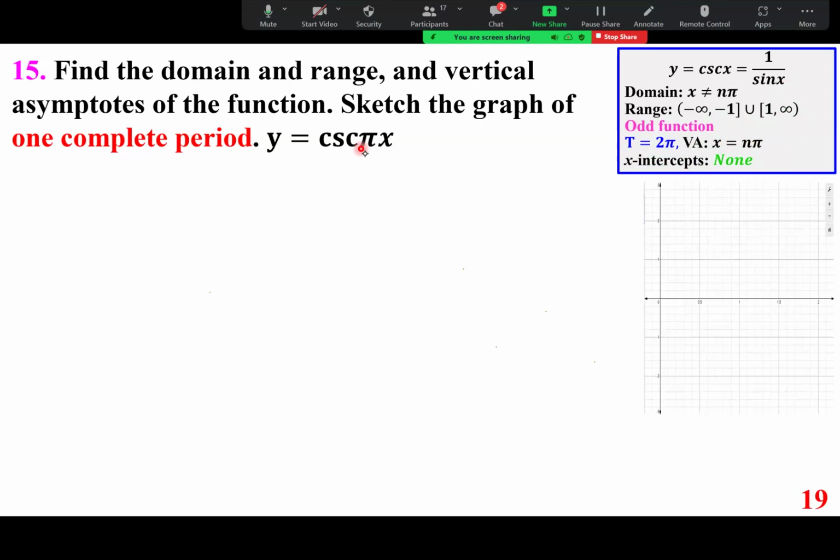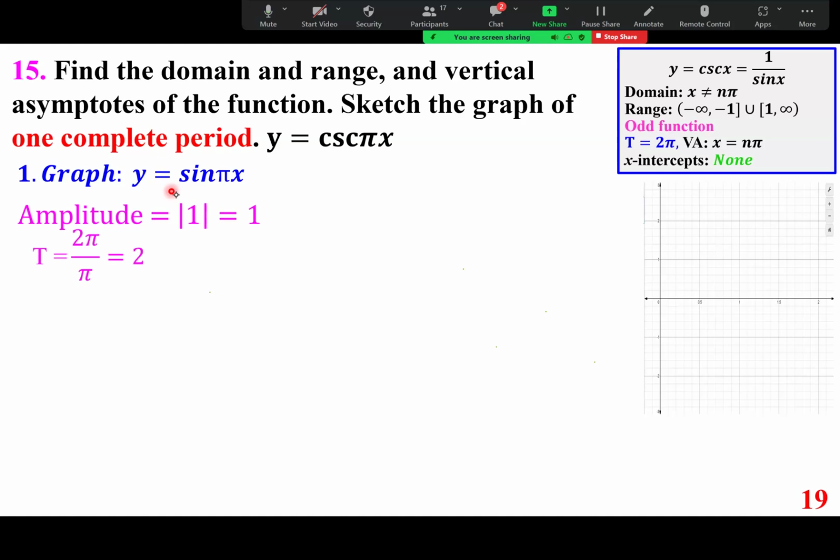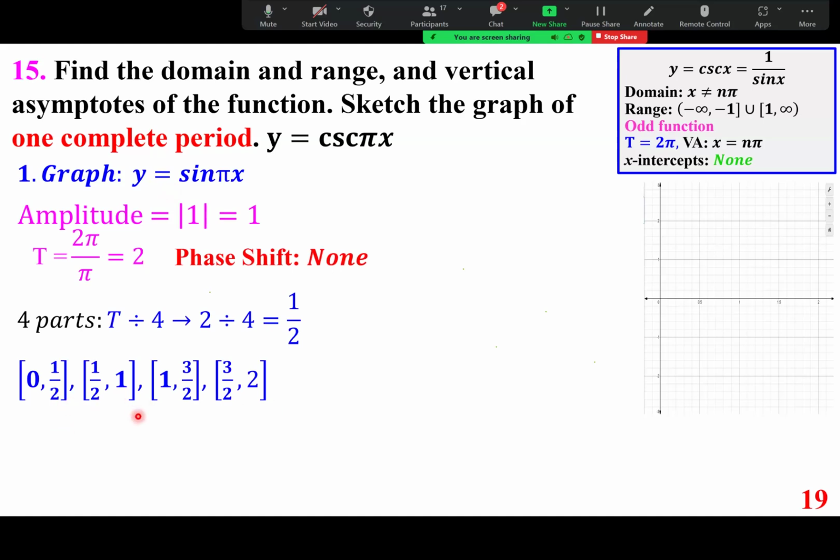So to graph this, we're going to ignore it and we're going to graph sine. So we're going to graph y equals sine pi x. We're just going to pay attention to that, which means the amplitude is 1. The period is 2 pi divided by pi, which makes it 2. There is no phase shift. We're going to cut this in 4 equal parts. 2 divided by 4 gives us 1/2. It's just like the previous page. Remember the previous page: 0 to 1/2, 1/2 to 1, 1 to 3/2, 3/2 to 2. In the previous case, we had 3 times cosine pi x minus 4. So the 4 parts work out the same.